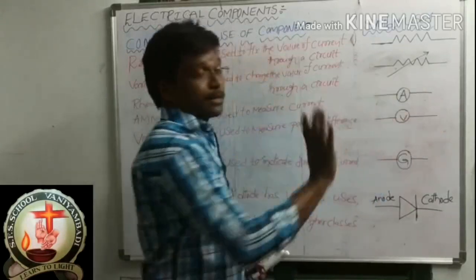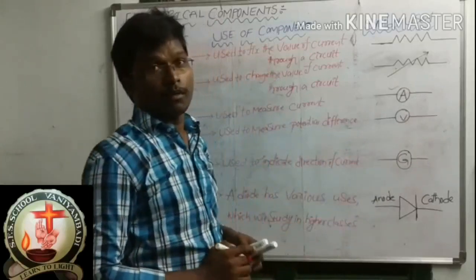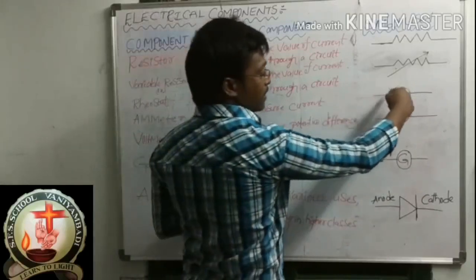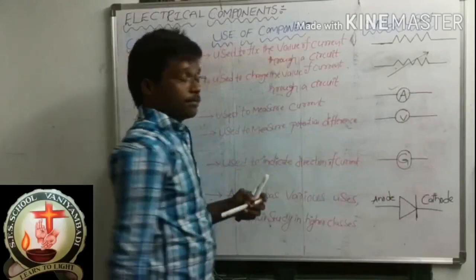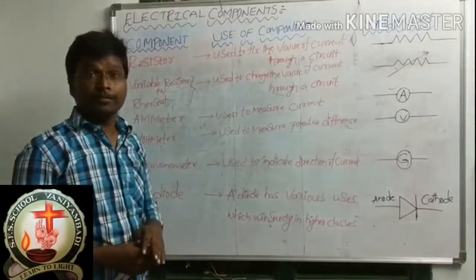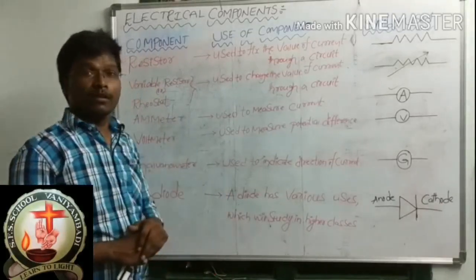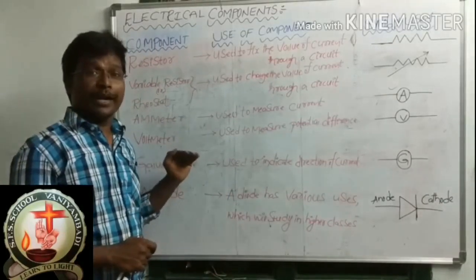This is the symbol of the ammeter: A, circle, 2 lines. Now next one, voltmeter. This is the fourth component.